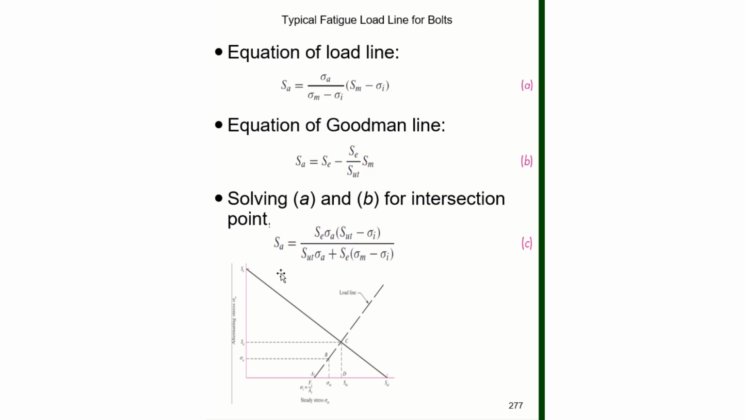The equation of the Goodman line, the equation of this line right here, is given by this expression right here. And this represents the failure line. If we have an alternating and a mean stress that put us inside of this envelope or below this line, we have a safe design. If we have a mean and an alternating stress that put us outside of this line, out in this region here, then our bolt will not last in fatigue and we will have a failure.